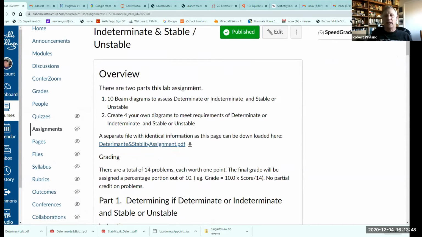So there are two parts to this lab. In the first part, there's 10 beams that you need to determine whether it's determinate or indeterminate, stable, unstable. And the second part is I want you to create some diagrams that meet those different criteria as stated, so that not only do you have that chance of looking at them, you know how to create stable and unstable and determinate and indeterminate problems.